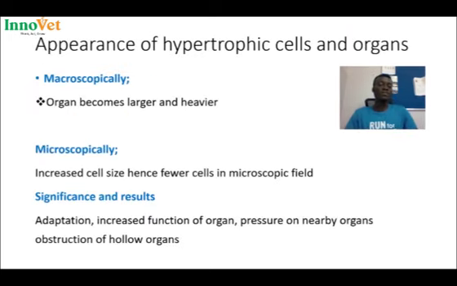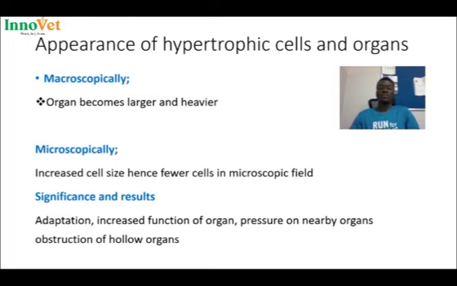What is the appearance of hypertrophic cells and organs? Grossly, what we see obviously is the organs becoming larger. When you lift them, you will see that these organs are heavier because of the deposition of these proteins. Microscopically, you'll be seeing increased cell size. The cells will be so big that even within the microscopic view, you'll be seeing fewer cells.